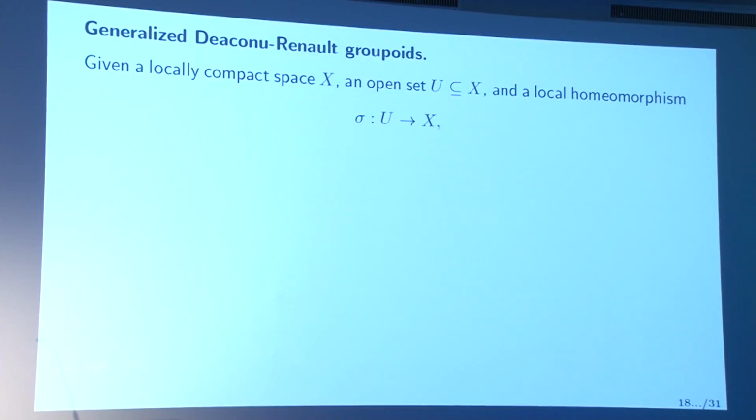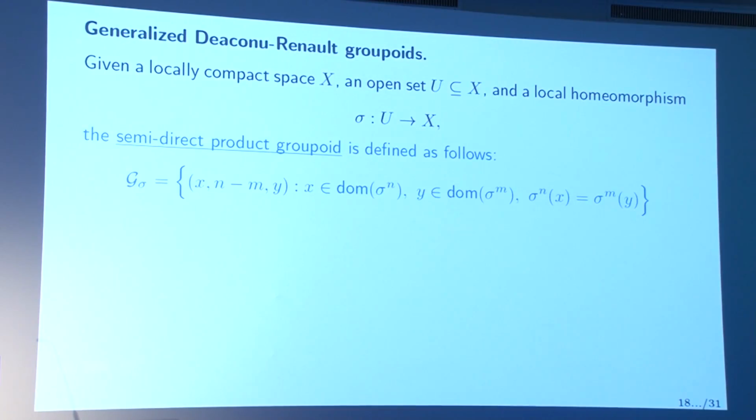So here's the definition of the Deaconu-Renault groupoids. That works very well in the abstract setting of having a local homeomorphism defined on an open set of a space X. And so we build the semi-direct product groupoid, which is formed by triples, where x is an element in the domain of sigma n. Now we have to be careful, since the shift is not globally defined, we have to keep track of the domains all the time.